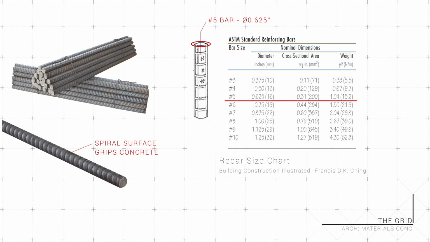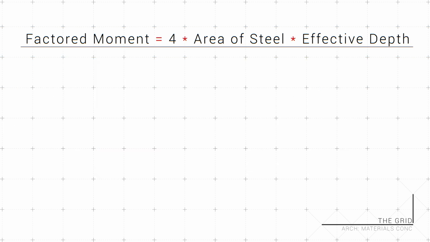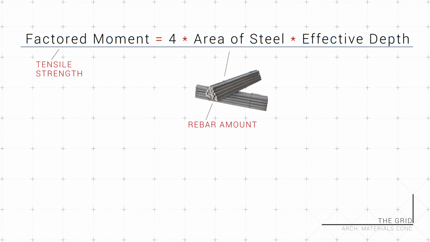Structural engineers then use advanced equations to determine the size of rebar needed for a job. Take the equation factored moment equals 4 times the area of steel times the effective depth, which solves the tensile strength of a reinforced concrete beam. Don't worry about the complexity of the equation. It's basically stating that the maximum strength before failure is the area of steel multiplied by the depth of the concrete beam. In other words, both the depth of a beam and amount of steel in it contribute to a member's ability to resist force.